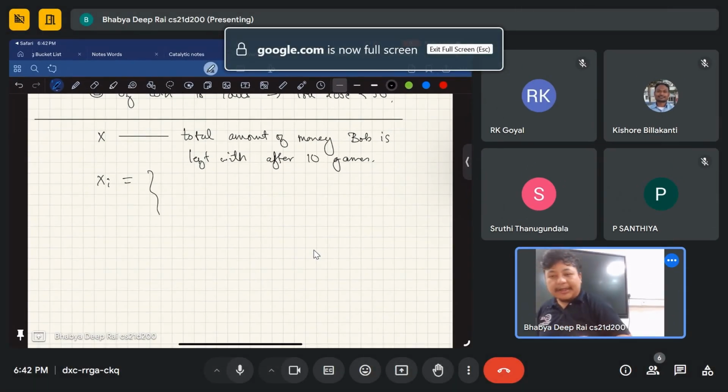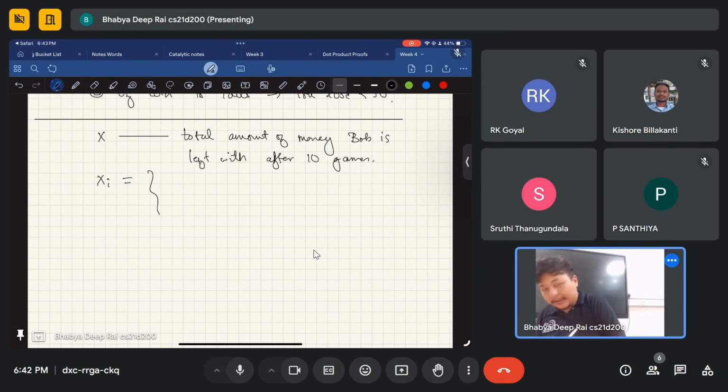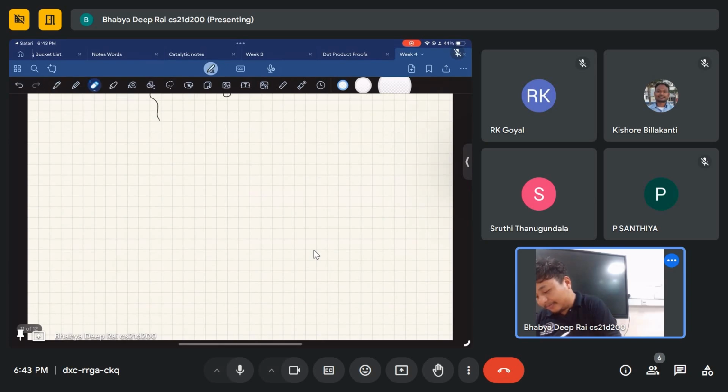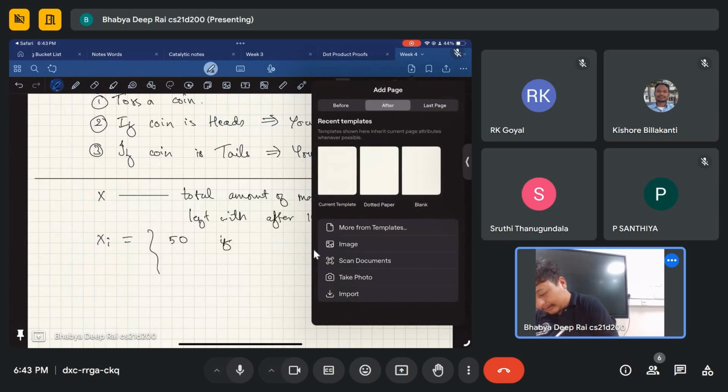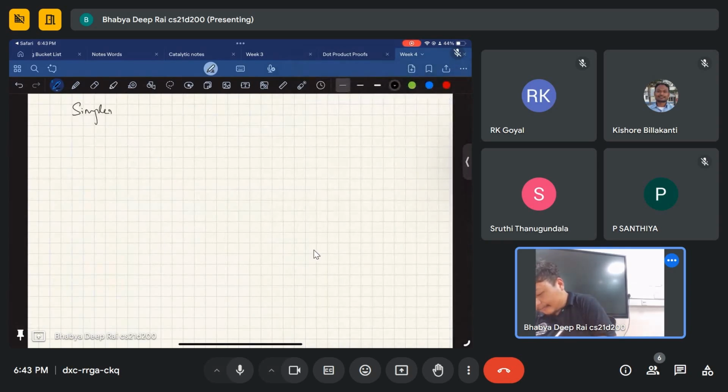Okay, so xi, I'll define it to be 50 if, yeah, let's define it more simply. Let's do it more simply. Okay, simple case, simpler case. That is, Bob plays one game. Bob plays one game. Okay.